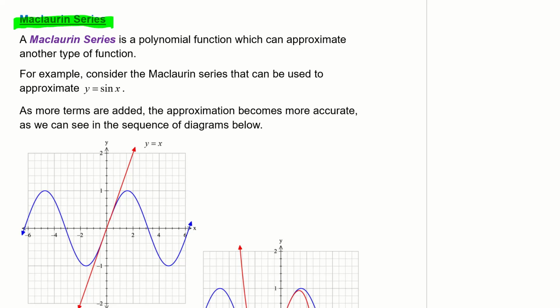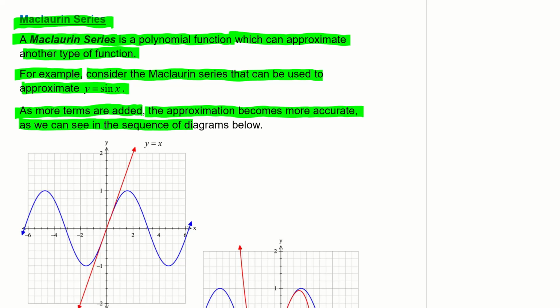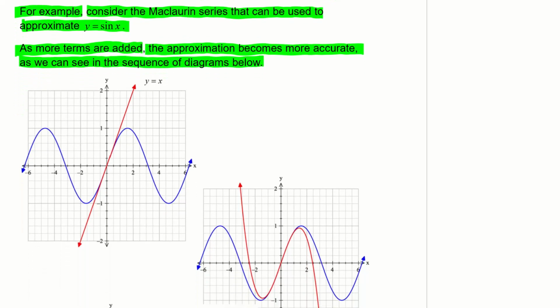Maclaurin series. A Maclaurin series is a polynomial function which can approximate another type of function. For example, consider the Maclaurin series that can be used to approximate y equals sine x. As more terms are added, the approximation becomes more accurate, as we can see in the sequence of diagrams below.